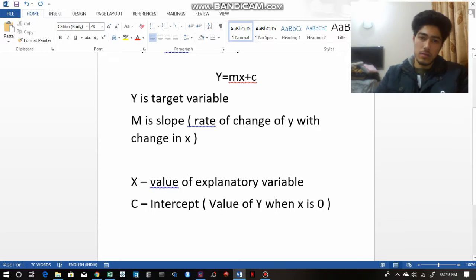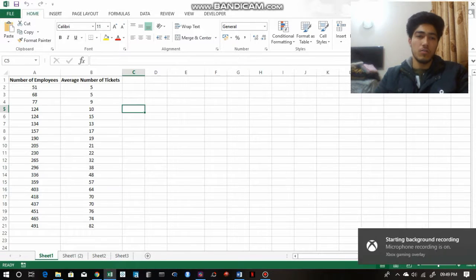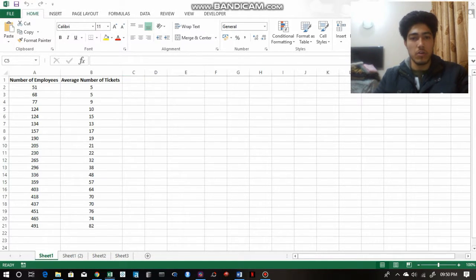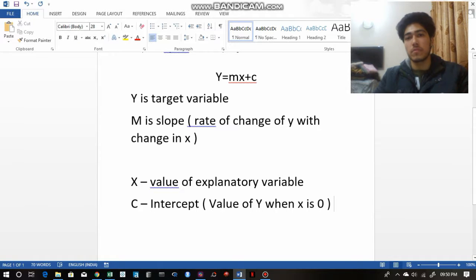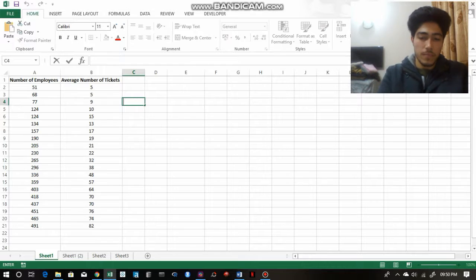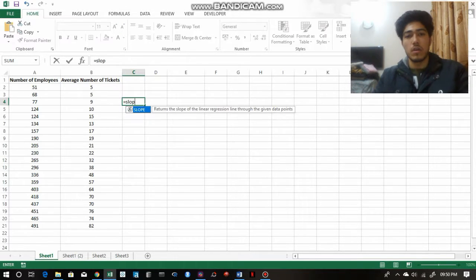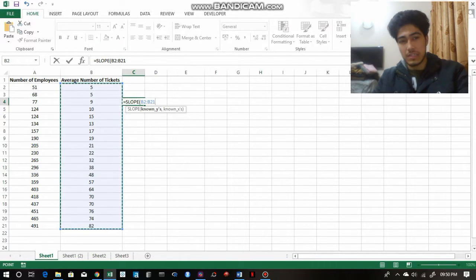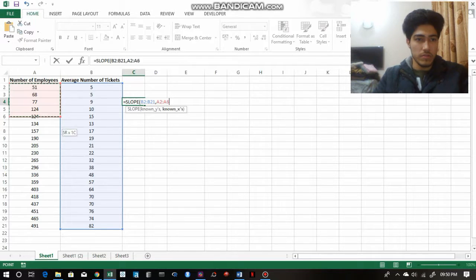I think this equation is clear. Now let's start working on the data. We are working in Excel, and in Excel there are pre-built functions with the help of which we can calculate all these fields. In Excel there is a formula equals SLOPE. It takes two parameters to be passed. First is all the values of y, and then all the values of x.